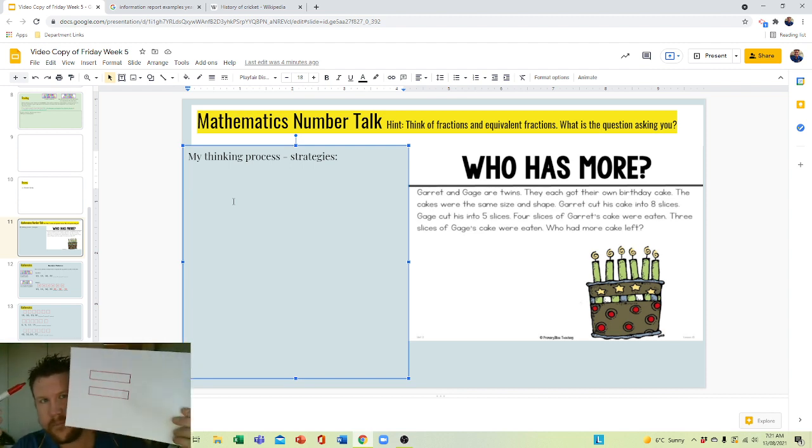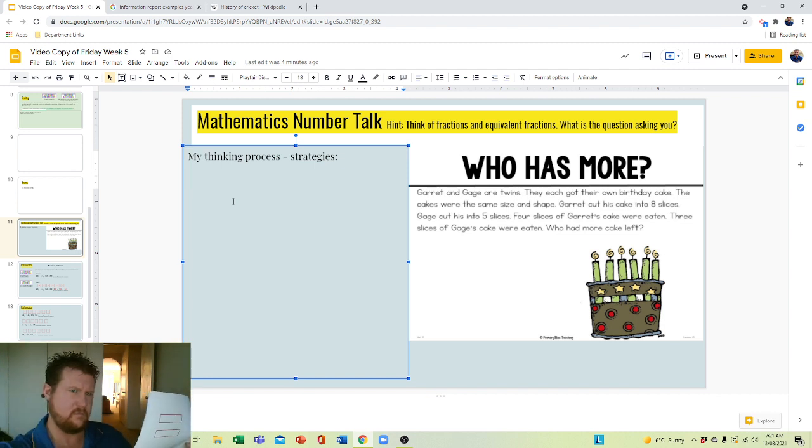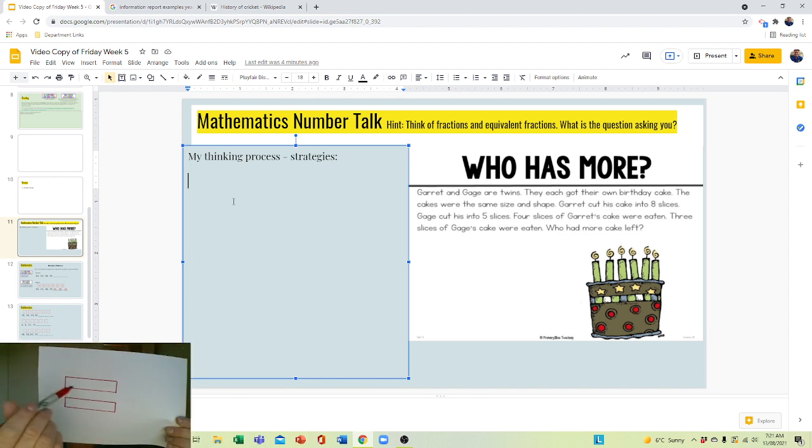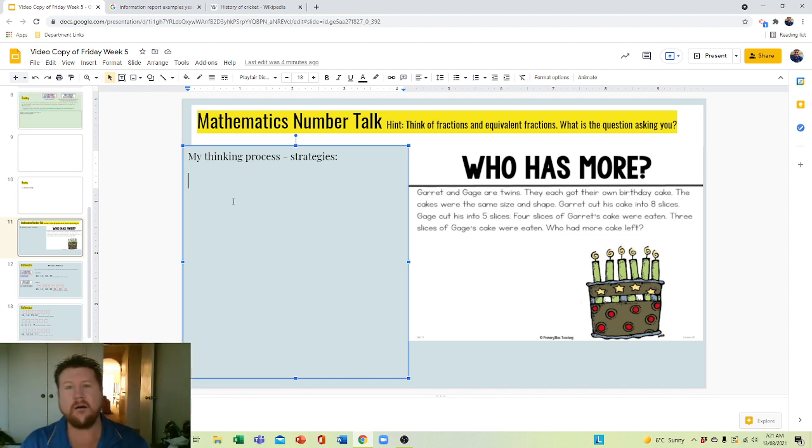Gage's cake. Can you tell on my bit of paper, that you can see in the bottom left of your screen, they're the same size. Now I would split it into pieces. I would go into 8s, try and make them as even as possible. Then into 5s. Make it even. You might have to do some mathematics.